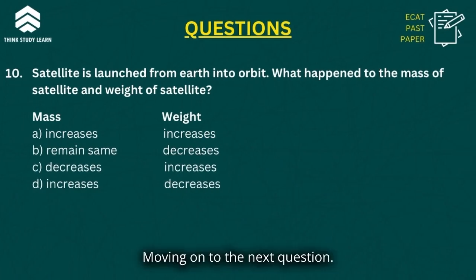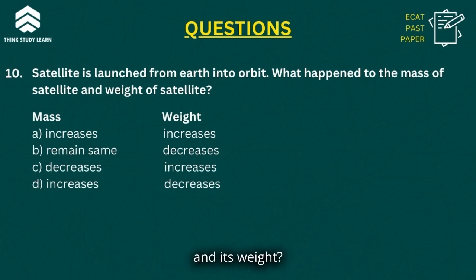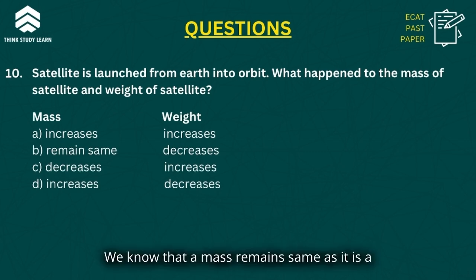Moving on to the next question. Question 10 says that a satellite is launched from the Earth into orbit. What happens to the mass of the satellite and its weight? We know that mass remains the same as it is a measure of the amount of matter in an object and does not change regardless of its location. So we can say that the mass remains the same.